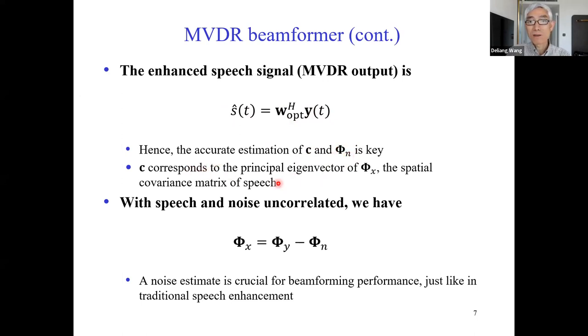Furthermore, we know that c corresponds to the principal eigenvector of the target covariance matrix. And if speech and noise are uncorrelated, as they typically are, then we have this relation, which is that the target covariance matrix is the mixture covariance matrix minus the noise covariance matrix. So furthermore, we can basically say that the noise estimate is crucial for beamforming performance. It's just like traditional speech enhancement, or single-channel speech suppression, where background noise estimation is key.